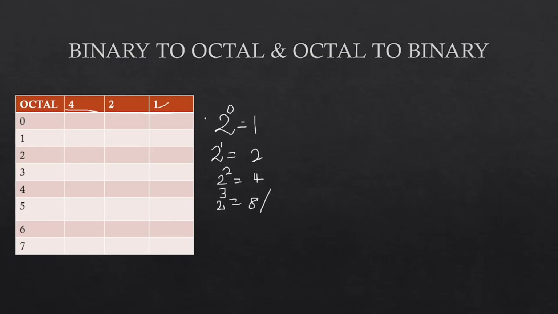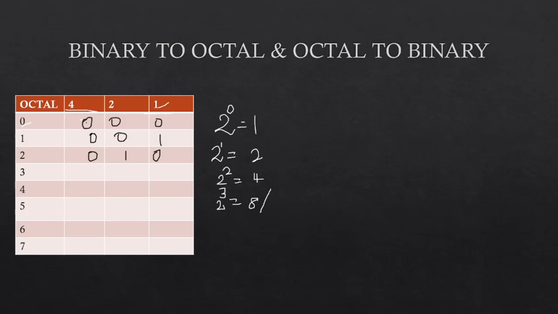So we are going to create the weightage now. How can we give the weightage? I'll tell you. First you have to take the value 0. And what is the weightage of 4, 2, 1? Nothing. So you have to mention 0, 0 and 0. So the octal number 0 has the binary equivalent 0, 0, 0. And what about 1? There is a column here, so we give the weightage for this column: 0, 0 and 1. And what about 2? You give the weightage to the 2 column: 0, 1 and 0.